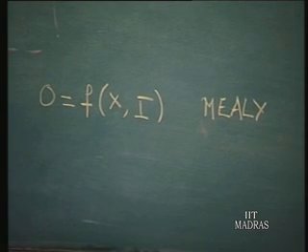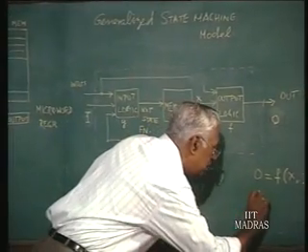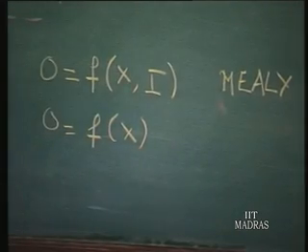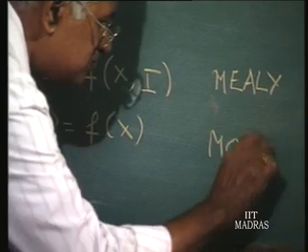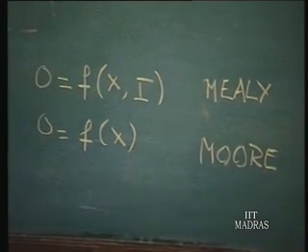Now on the other hand, if you do not have this, then the output is only a function of the state, right. Then this particular one is called a Moore machine. Okay. So you have different models like this.